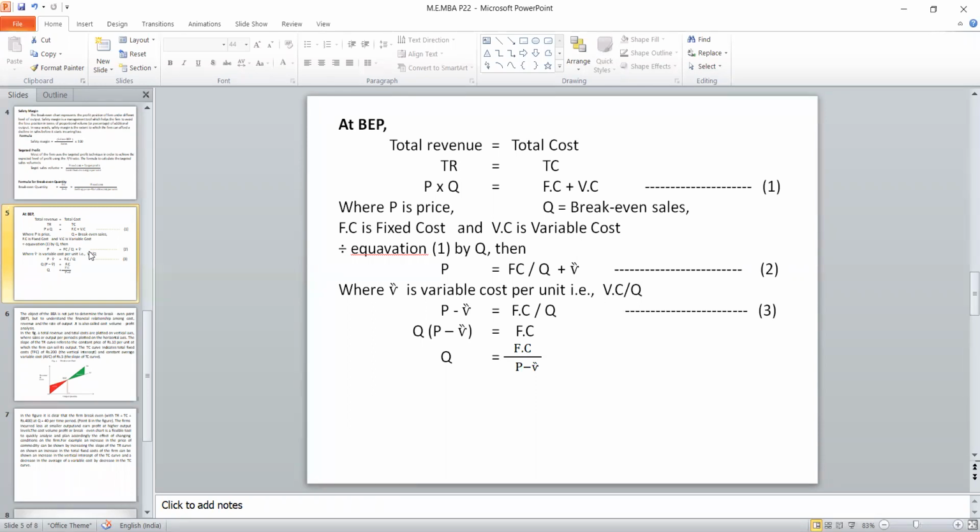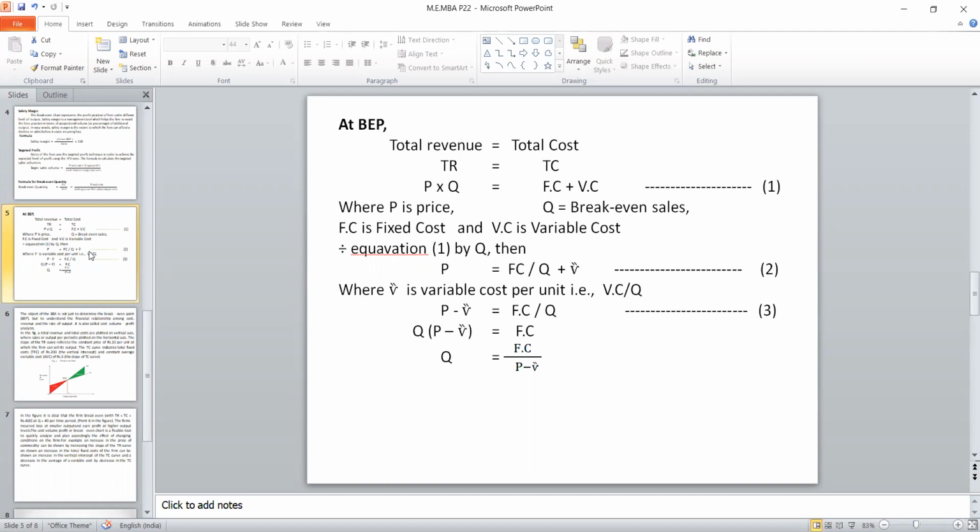Divide that equation by Q, that is the quantity. Then how will that equation be? P equals FC divided by Q plus V bar. That is, VC divided by Q is nothing but V bar, the variable cost per unit. Price equals fixed cost divided by quantity plus V bar, variable cost per unit. When we divide the variable cost by the quantity, we get the variable cost per unit.